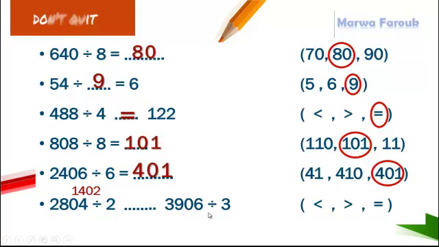The other side, 3906. 3 divided by 3 equals 1. 9 divided by 3 equals 3. 0 divided by 3, 0, and 6 divided by 3, 2. So we got 1302, and 1402 is greater than 1302. Next one.